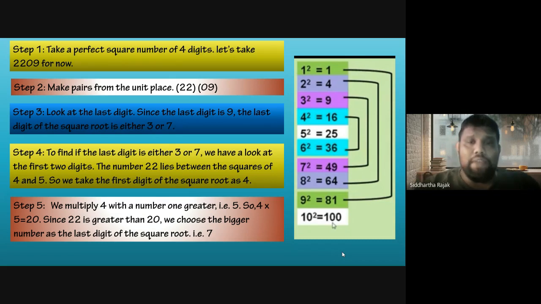For example, if this number was a little different, let's say if the number was 1849, we would still do this for the unit place because it will be either 3 or 7 at the unit place, right? And the first two digits, the other pair, would be 18. Whenever we multiply 4 with 5, we are going to get 20, but 18 would be smaller. So that time we would choose the smaller number, which is 43. Like this, we will be able to find out the square root of perfect square numbers which are 4 digits.